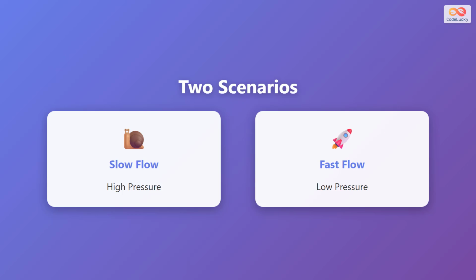Let's visualize this with two different scenarios. In the first scenario, we have slow flow. When a fluid moves slowly through a pipe or channel, the pressure within that fluid is relatively high. In the second scenario, we have fast flow. When the same fluid speeds up and moves quickly, perhaps through a narrower section, the pressure drops significantly. This pressure difference is what drives many natural phenomena and engineering applications that we'll explore later.